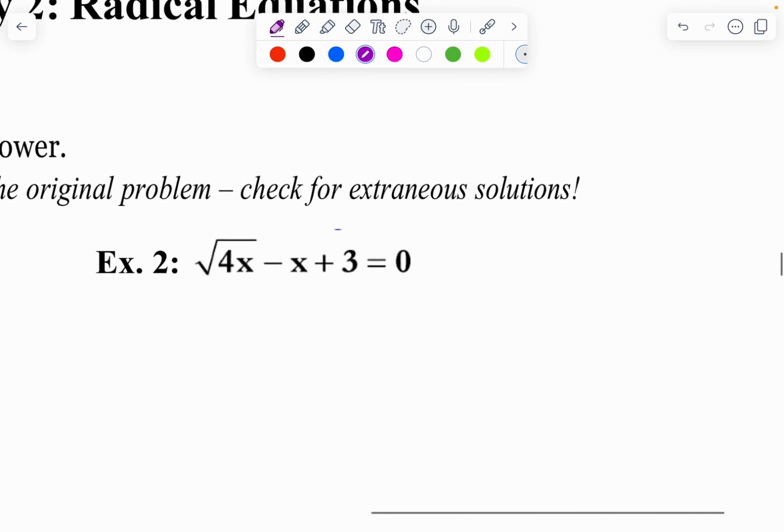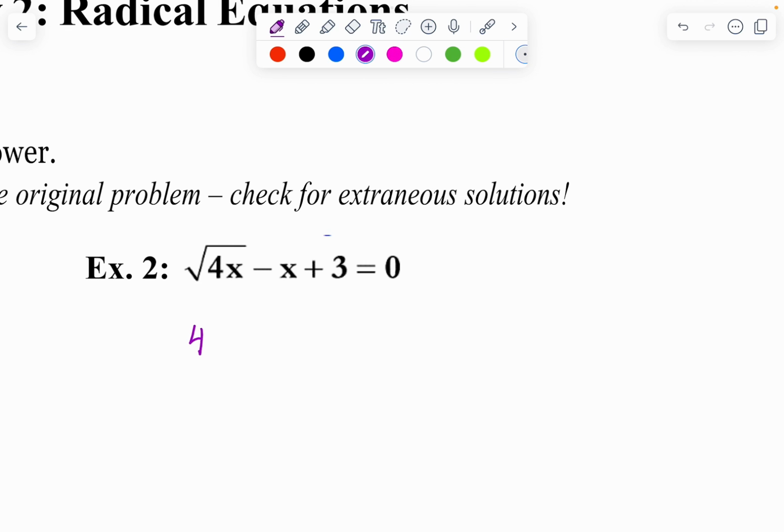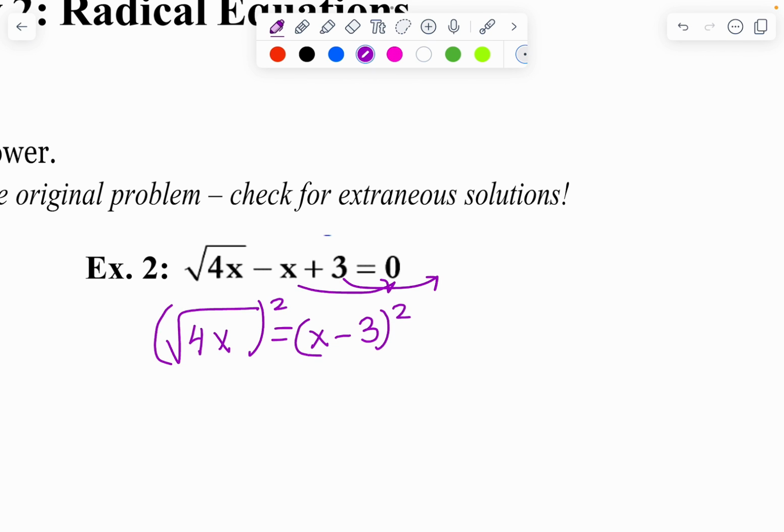Now, at any point, if this video is going too fast, you can go ahead and pause it. Okay, for example 2, I have the square root of 4x. I'm going to bring over this to this side and this to this side. So I have x minus 3. Now again, I want to square both sides. So I have 4x. And then again, I would use FOIL for this.